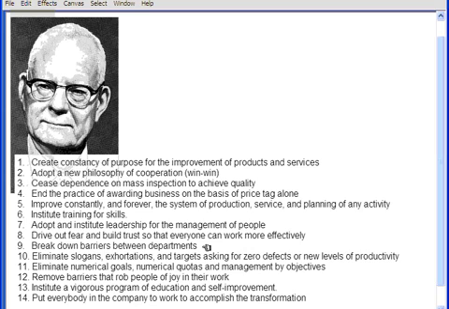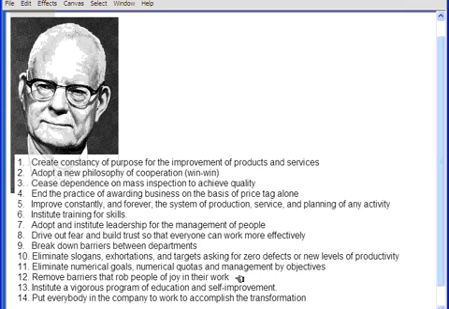Eliminate meaningless slogans and exhortations and targets for reaching zero defects or new levels of productivity. These things only create adversarial relationships, which result in low quality and low productivity. Eliminate numerical goals, numerical quotas, and management by objectives. Instead, substitute leadership. Number 12, remove the barriers that rob people of the joy of work, of the good feeling of putting in a good day's work.